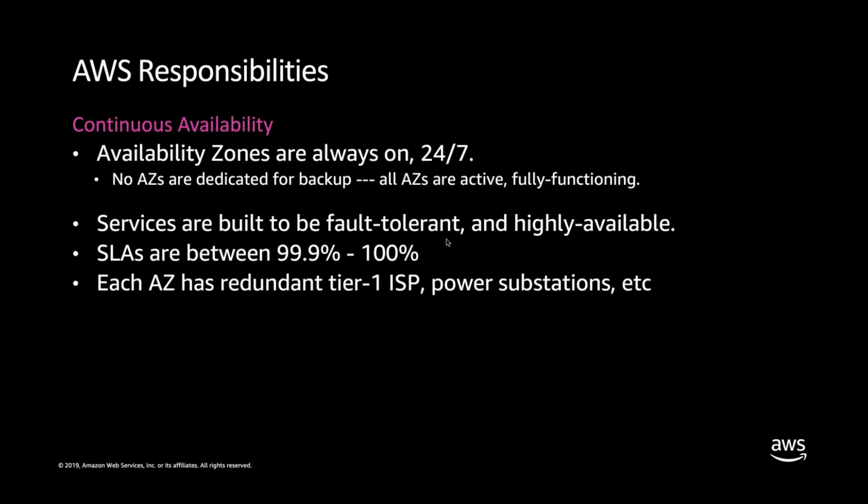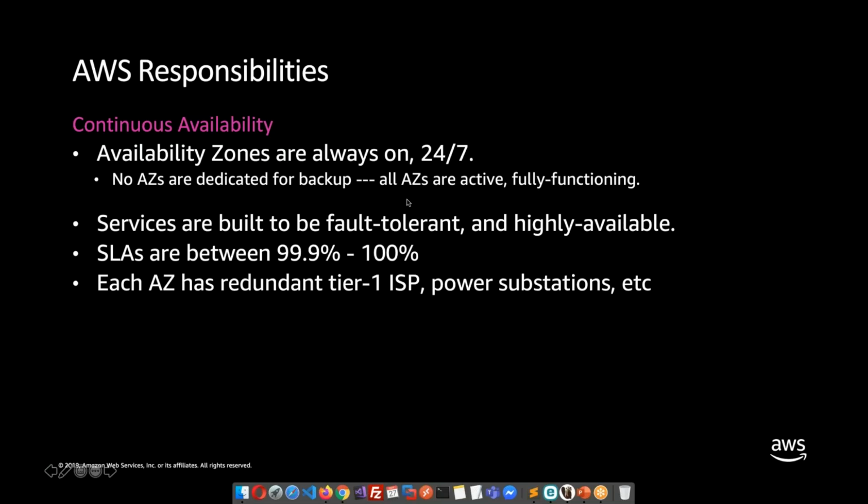So for continuous availability, they have this 24 by 7 monitoring. By default, all availability zones are redundant, wherein if there's a downtime for a specific availability zone, some of the traffic will be routed to another availability zone. So services are built in to be fault tolerant and highly available.